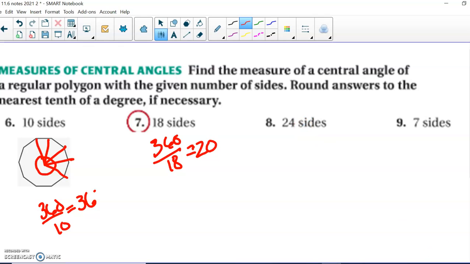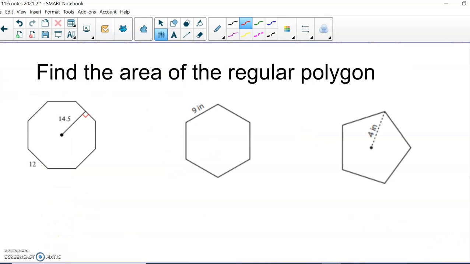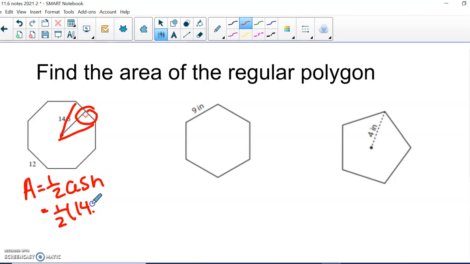Let's go ahead and practice. All right, so find the area of each regular polygon. So we know the formula is area equals 1/2 a s n. And so I substitute what I know. They give us the apothem. You know it's the apothem because of this right angle symbol. That's the height of our triangle. So they're giving us that the apothem is 14.5. The length of the side is right here. That's 12. And n stands for the number of sides. And this is an octagon, so that's 8. So we're going to punch that in our calculator.